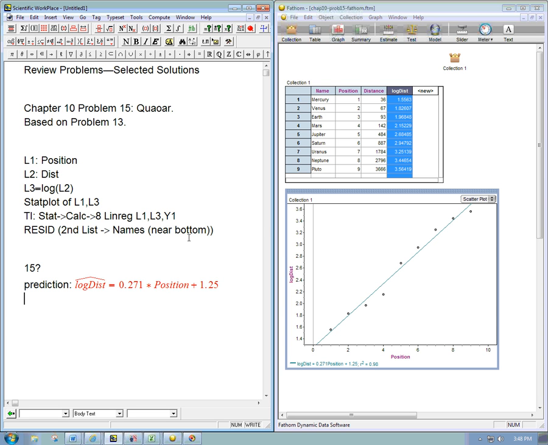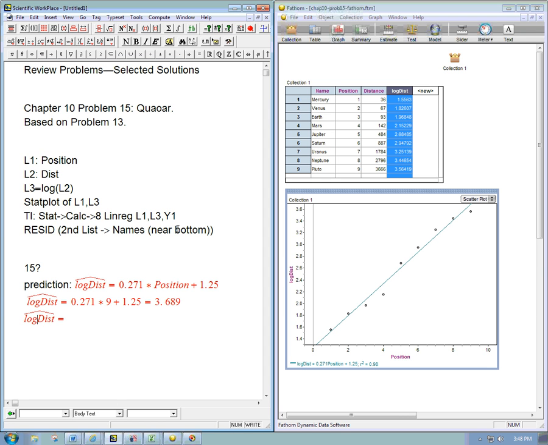We're going to say, well, what if Quaoar were the actual 9th planet and not Pluto? Does that correspond better or worse than Pluto does? The prediction is for the 9th planet, we're just going to plug in 9 here, and we're going to evaluate that. Okay, 3.689. Now remember, that's not billions of miles. That's the log. And so now we need to take 10 to that power.